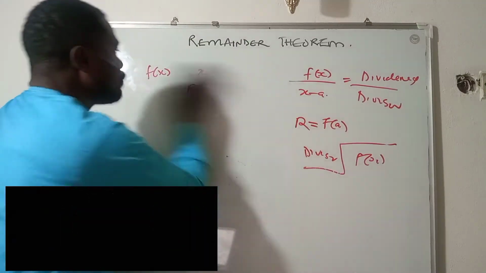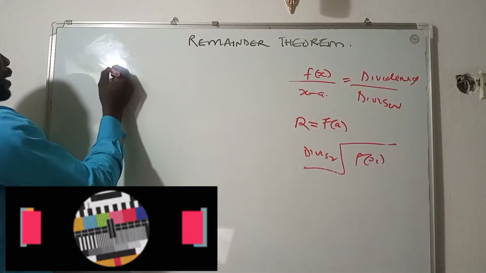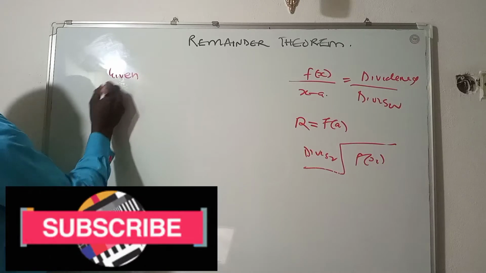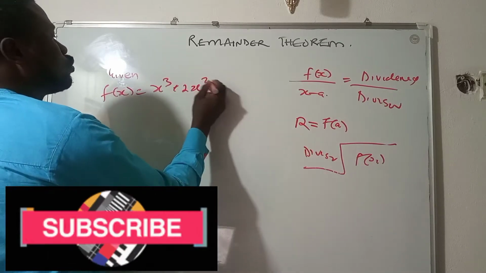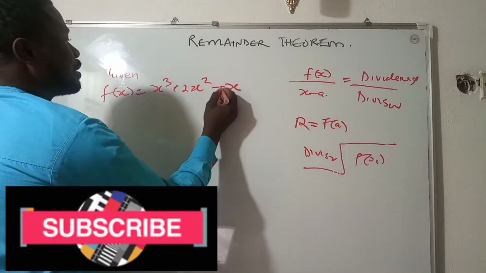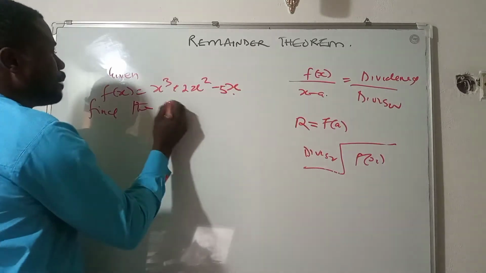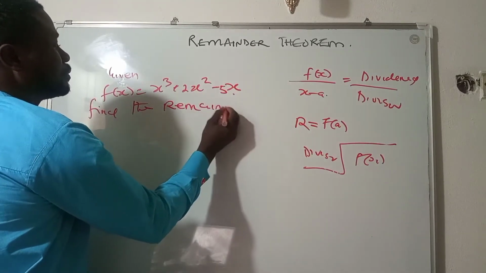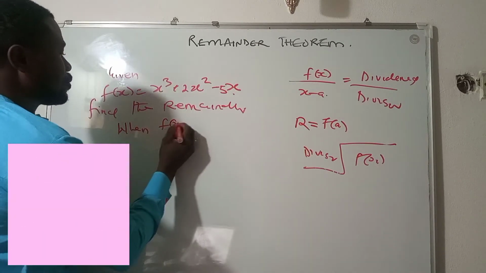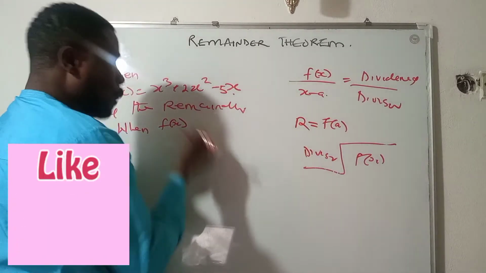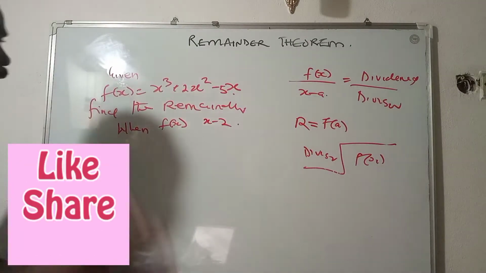Now supposing I have a polynomial, for instance, supposing we say given f of x equal to x raised to power 3 plus 2x raised to power 2 minus 5x. Find the remainder when f of x is divided by x minus 2.